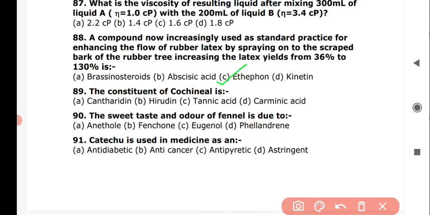Next question is, the constituent of cochineal is, and the correct answer is option D, carminic acid. Next question is, the sweet taste and odor of fennel is due to, and the correct answer is option A, anethole. Next question is, catechu is used in medicine as an, and the correct answer is option D, astringent.